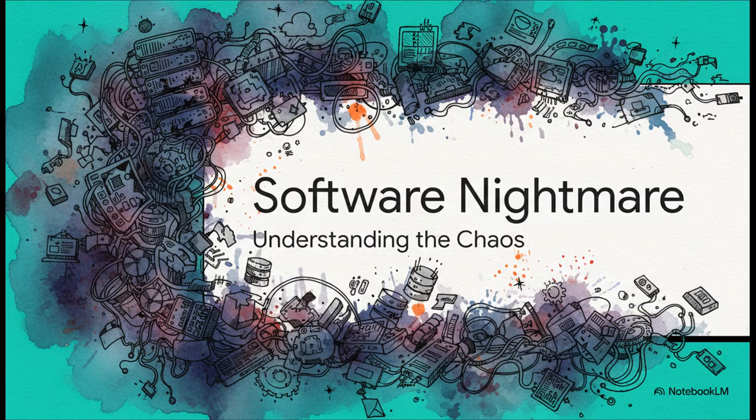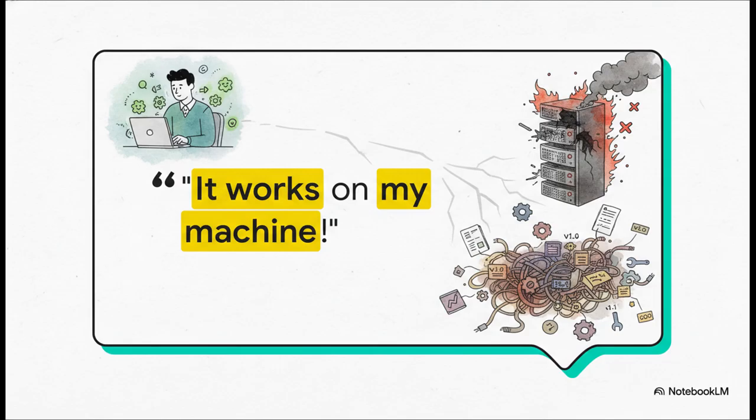So, first things first. Before we can really appreciate just how brilliant the solution is, we have to feel the pain of the problem. We need to understand the chaos. There it is, the classic. A developer writes some code, it runs beautifully on their laptop, everything's perfect. But the second that code gets moved to a test server, or heaven forbid, the real live production server, it just crashes and burns.